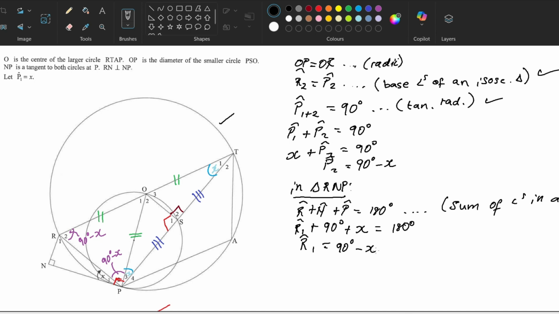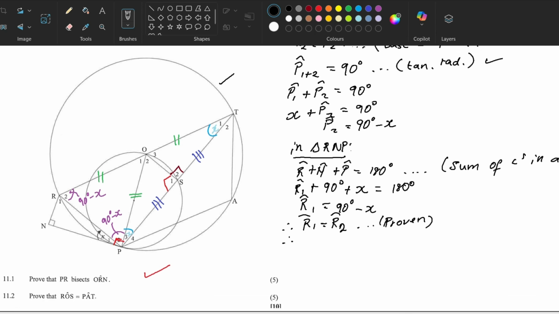And then you can tell the examiner that therefore you know that R1 is equal to R2. Why do you know that? Because you have proven it, right? You can say proven. And then you can say therefore PR bisects angle ORN. That's all, guys. You have collected the whole 5 marks.